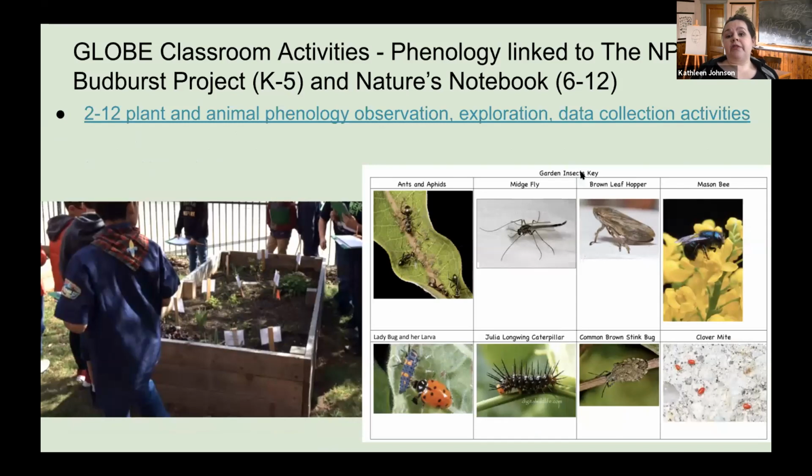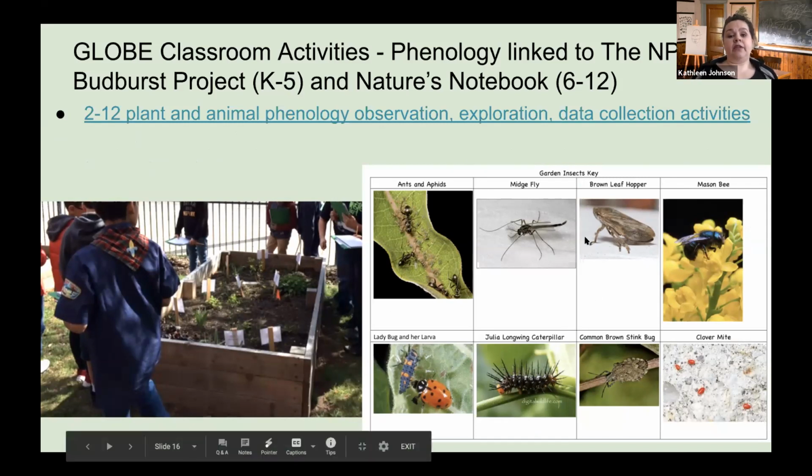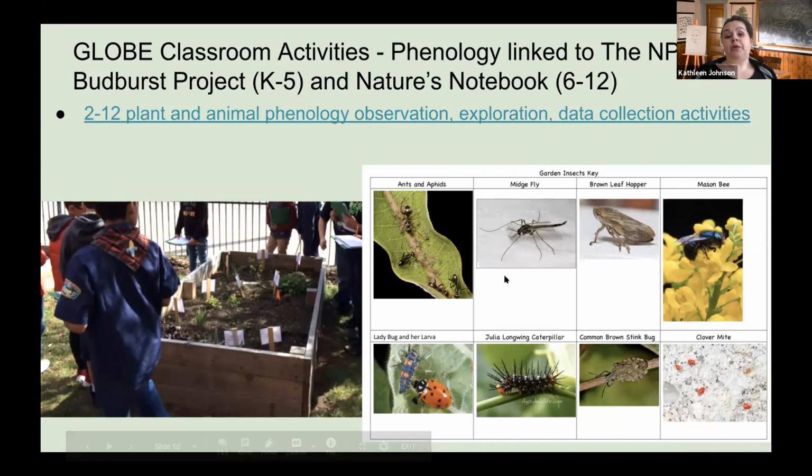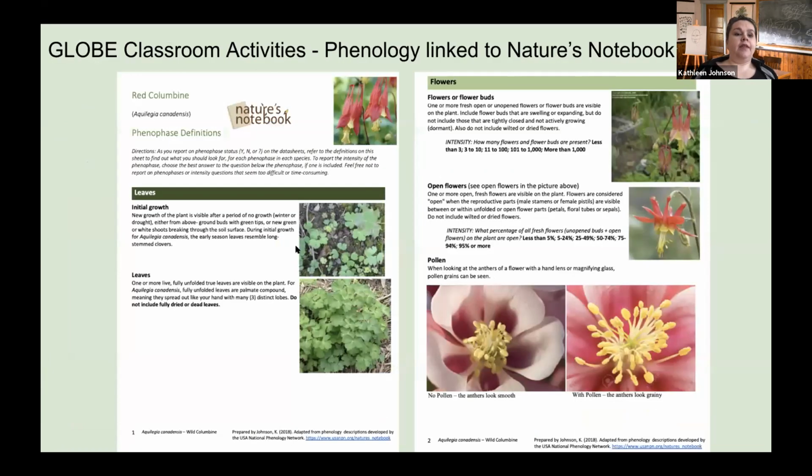Another resource we developed for phenology is a garden insect key, because students are always curious about the insects that they're seeing on the plants. So we have a list of very common insects that you could see in the garden for New England gardens, and gave them that list to take out with them. We also have some full phenophase definitions for the plants that we have included in gardens for teachers and older learners to know what they're looking for.